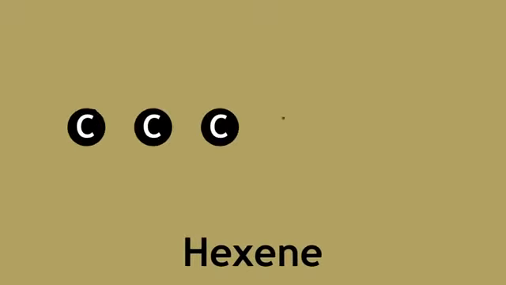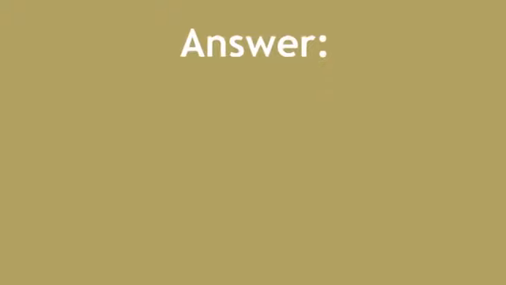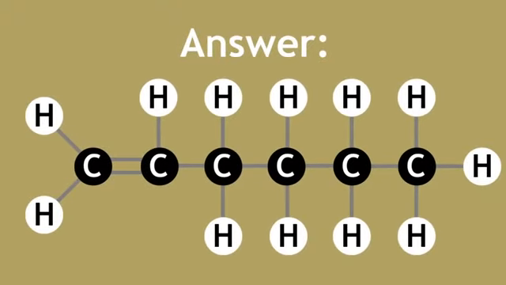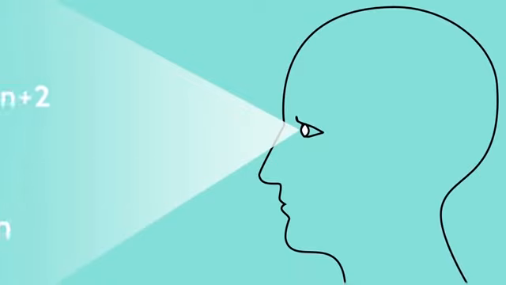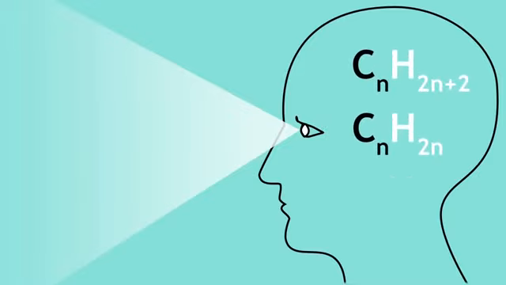Pause this video now and try to draw the structure of hexene. As before, hexene has 6 carbon atoms. Here is the structure of hexene. This time there is a double bond because it's an alkene. The video tutorial on the alkanes and alkenes will give you more in-depth knowledge on the bonding and structure of these series of molecules.